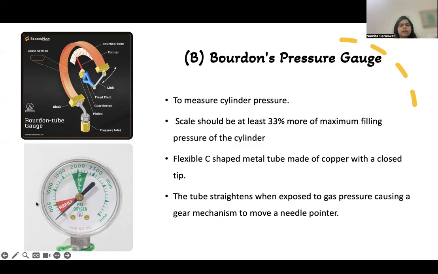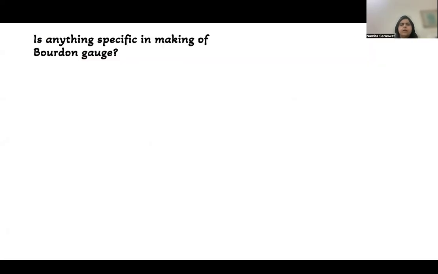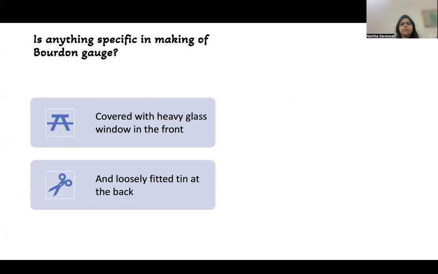You can see here in the Bourdon gauge, there is written "use no oil." The chemical name of the gas, oxygen, is written here, and this is a scale. The scale which is shown here should be around 33% more than the filling pressure of the cylinder. Now, the question which can be asked to you is, is there anything specific in the making of the Bourdon gauge? Yes, there is something specific.